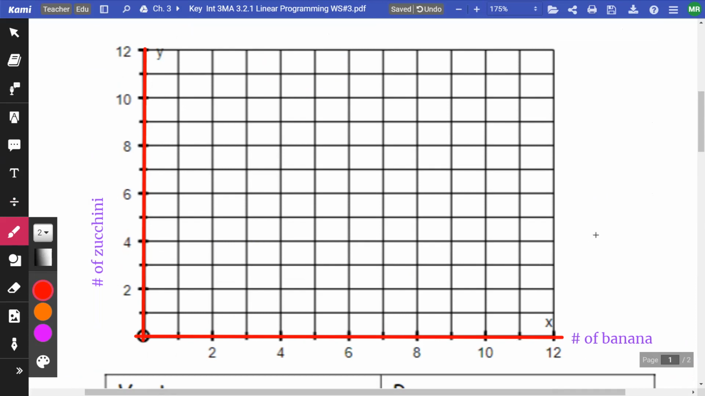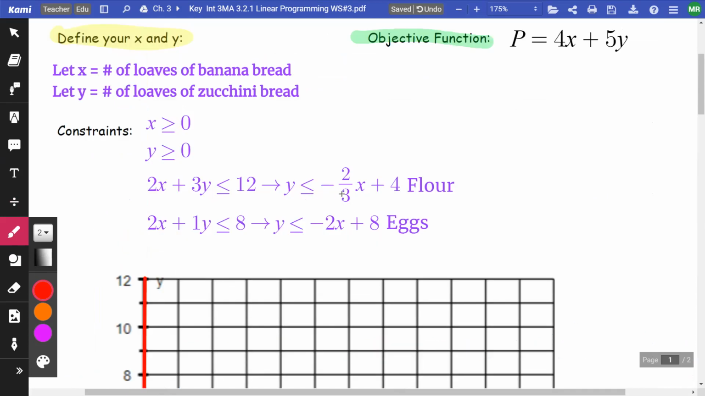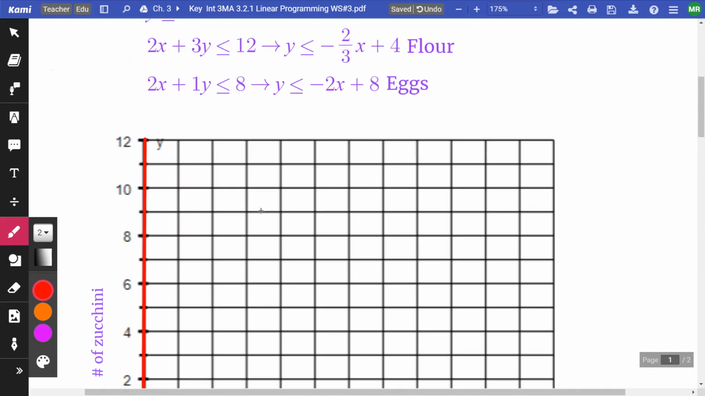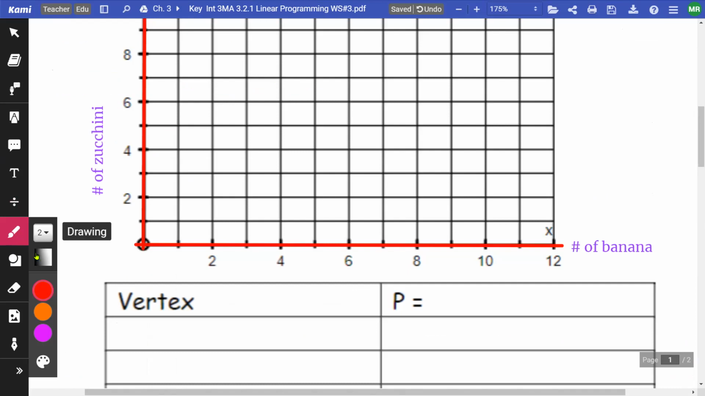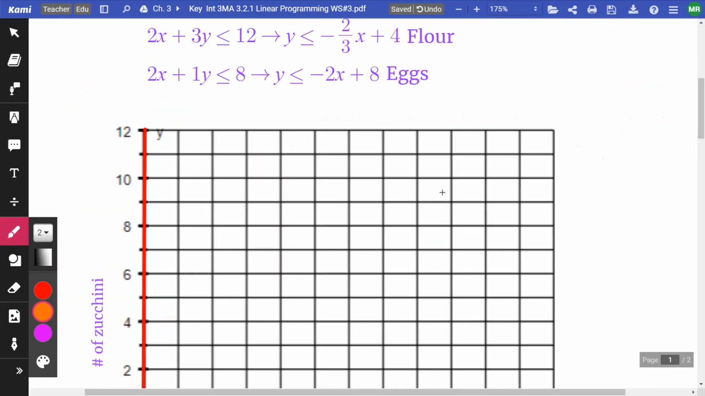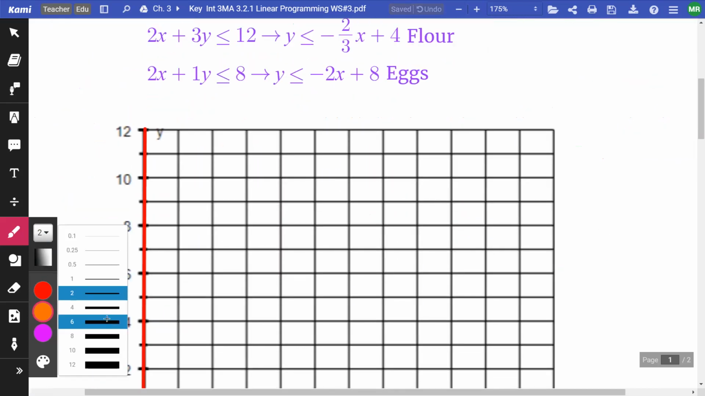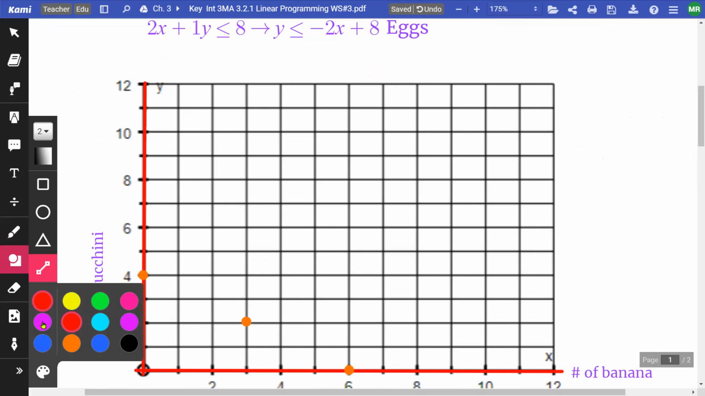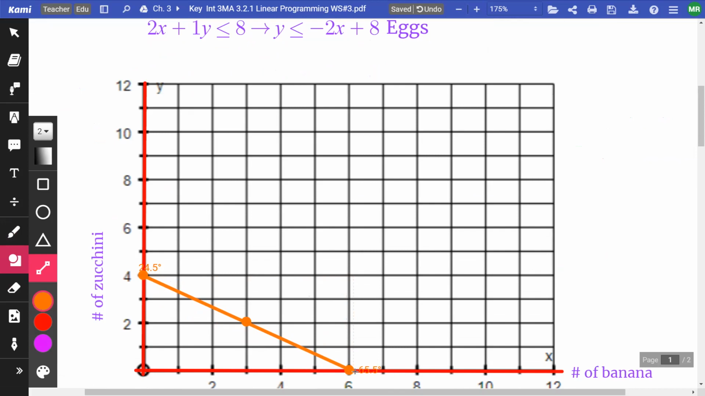Now, in terms of my other restrictions, on flour I'm going to have negative 2/3 x plus 4. So I'm going to start at 4 and go down 2 over 3. Sorry, this makes it a little fatter. Start at 4, go down 2 every 1, 2, 3, go down 2 every 1, 2, 3, and then I'm going to connect it with a line, and I would be shading underneath this.